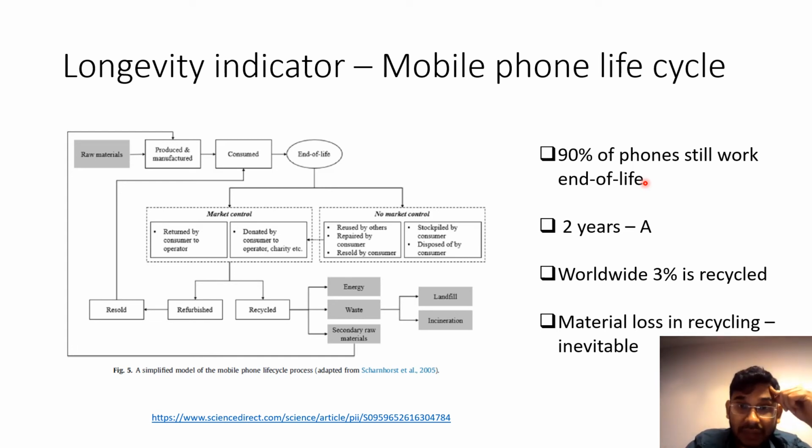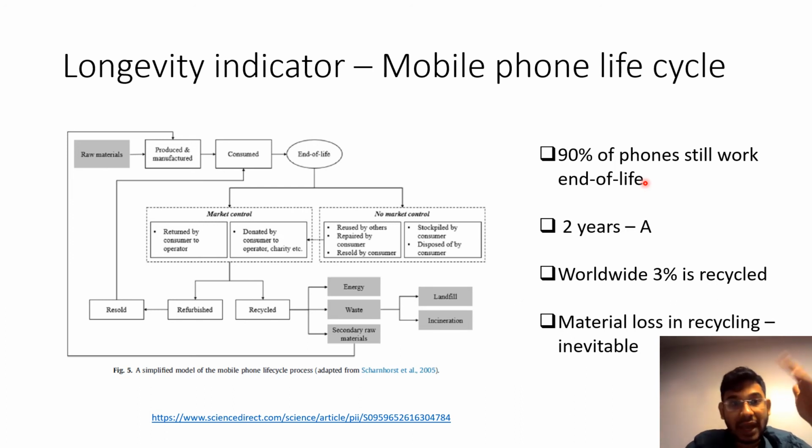So the initial lifetime is important to know. It's just 2 years for a mobile phone, and worldwide we are talking about less than 3% of mobile phones getting recycled. Okay, so you have this normal loop, and what happens after the end of life? You either have a market control mechanism where it could be returned to the operator, or it could be donated by the consumers to a charity, and so on and so forth, or it's completely out of market-borne control, where it is simply thrown off or disposed of by the consumer or stockpiled for a long time and so on.